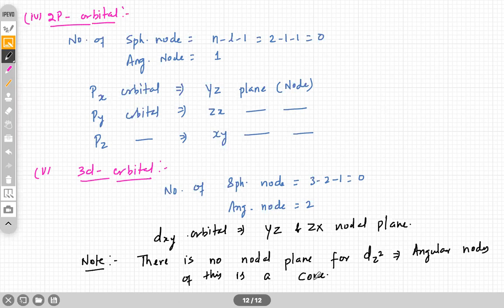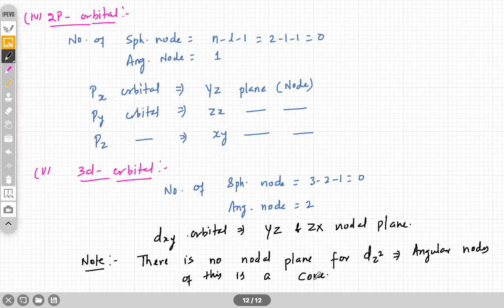Correct. So these are the things you should keep in mind for nodal plane. It is a very direct and simple question they'll ask you. It's not much difficult. You won't lose marks over here. Now, one kind of question that I have already told you is graphical questions, how they ask.